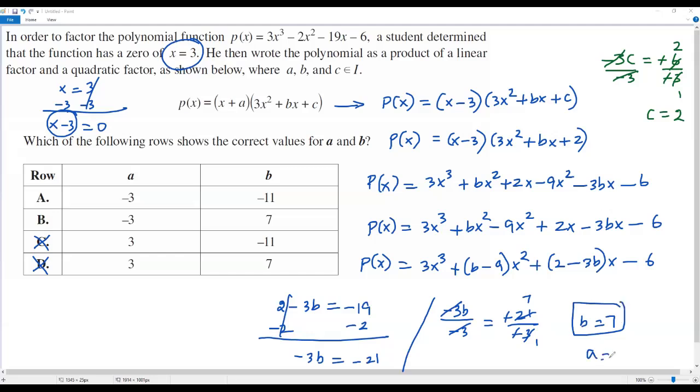Already I got the value of a, so a is equal to negative 3. So a equals negative 3, b equals 7. We find a equals negative 3 and b equals 7 in row B. So row A is also incorrect. So the correct answer choice for this question is row B.